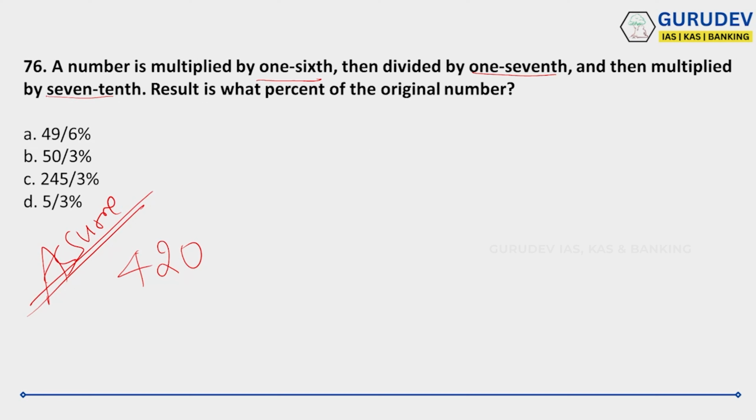What is it saying? A number is multiplied by 1/6, okay? A number is multiplied by 1/6. 420 is multiplied by 1/6. What am I getting? 6 times 1, 6 times 7. What is the result? 70.